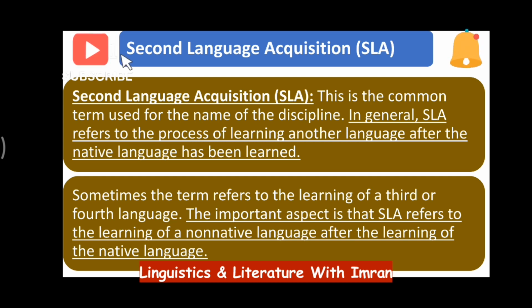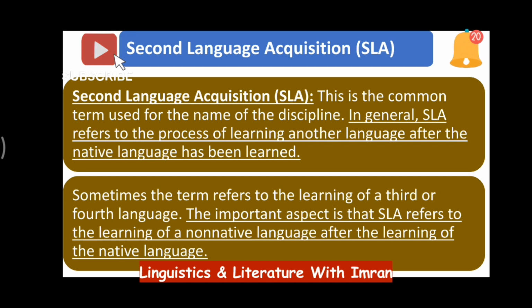If I'm learning the English language, that is non-native. And that non-native language is learned after the learning of a native language, my Pashto language, or my Punjabi language, right? You may have a language, okay, that is Punjabi, which you acquire first. And after the Punjabi language, you are learning English. So that would be your second language. So English for you, that is non-native.